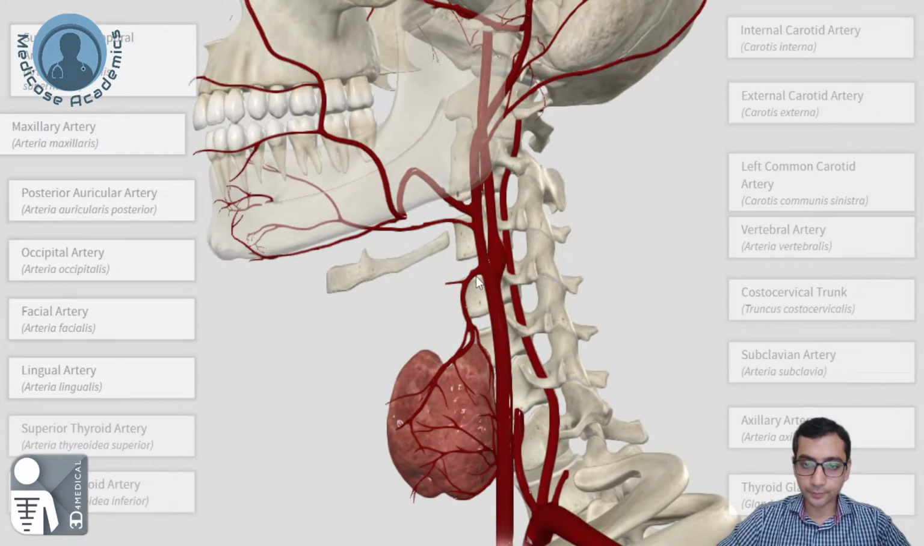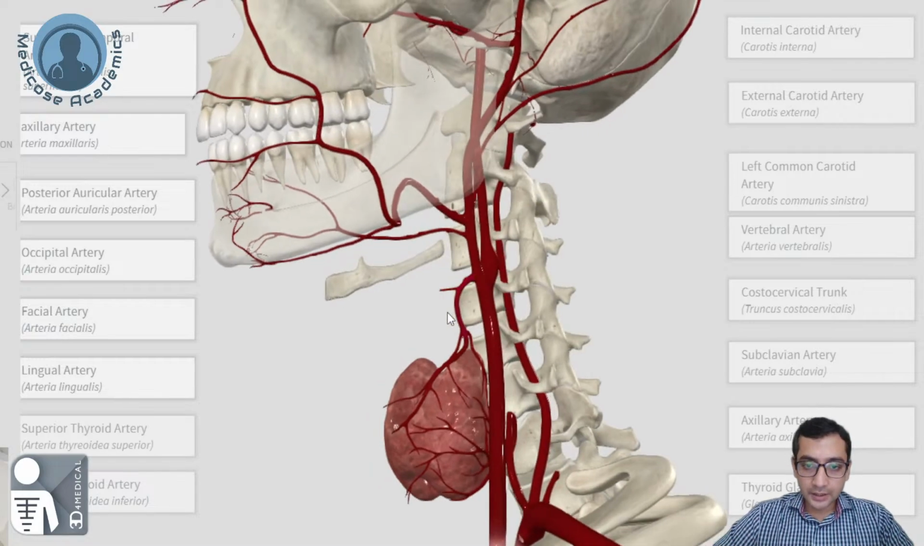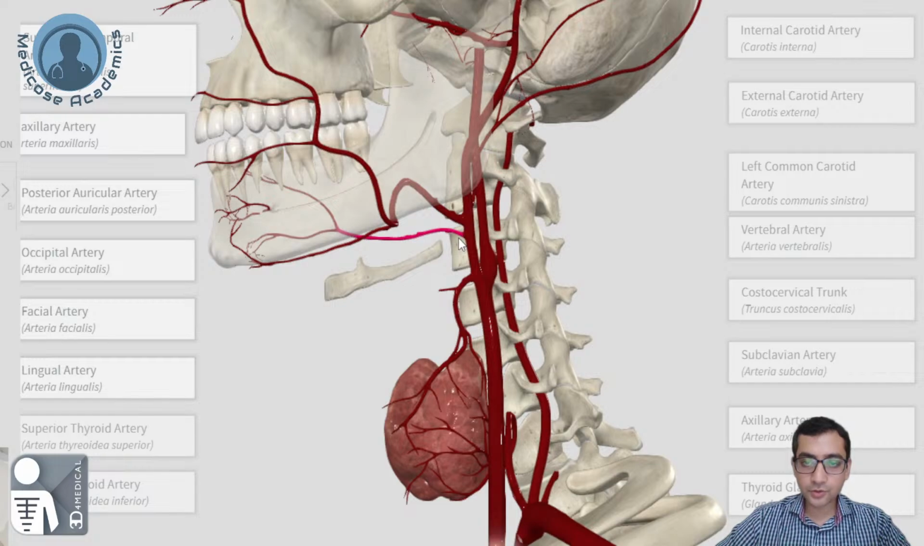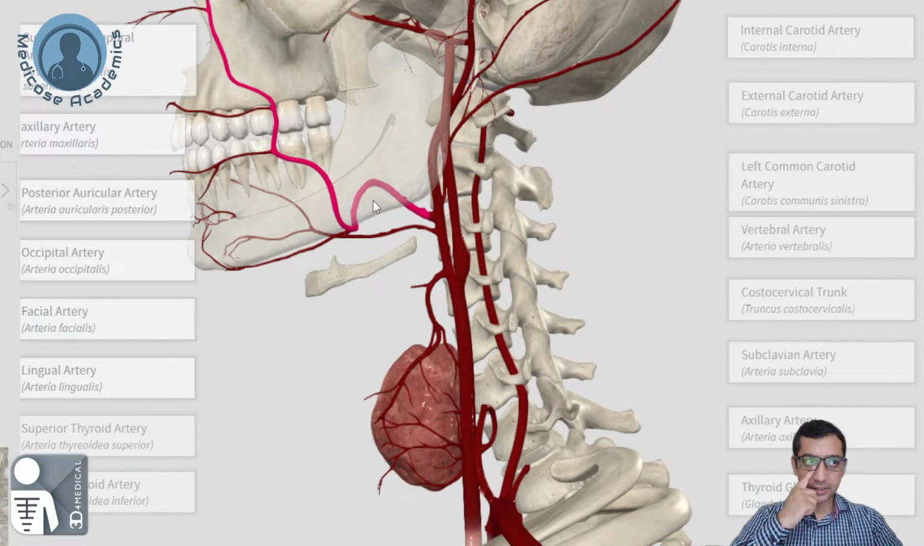The one that is going down is ultimately going to the upper end of the thyroid gland below. This is the superior thyroid artery. We'll get to their branches in a short while. The one that is going almost horizontally is the lingual artery. It will supply the tongue area. And the one that is going roughly upwards is the facial artery. It will go up into the face, all the way up to the medial aspect of your eye right here, and it will supply those.